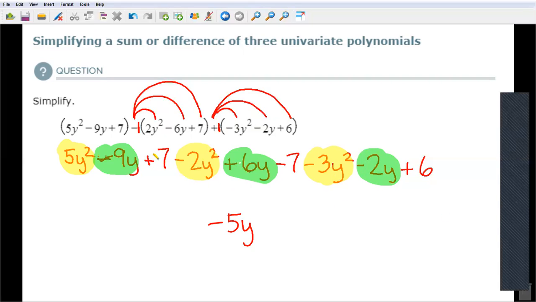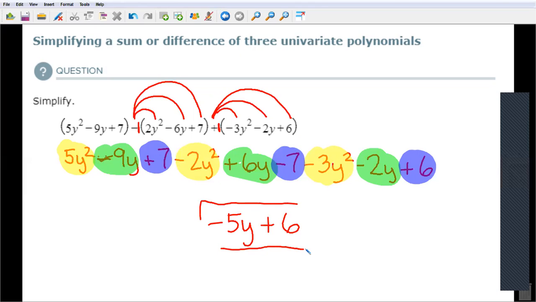The last one, I'm going to do it in blue here. Might be a little bit easier to see. You got plus 7, and you got minus 7. Those are going to cancel each other out. And then you got a plus 6 there. So you put the plus 6 on, and that is your answer. Do not combine anything inside this box. These are not like terms. Negative 5y plus 6 is not the same as negative 5 plus 6. There's no y on this term, which means you cannot combine them together.